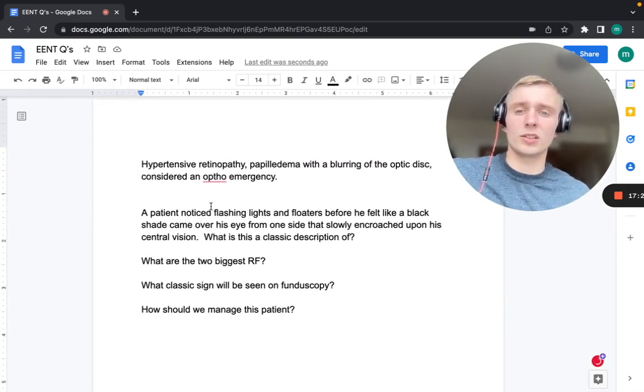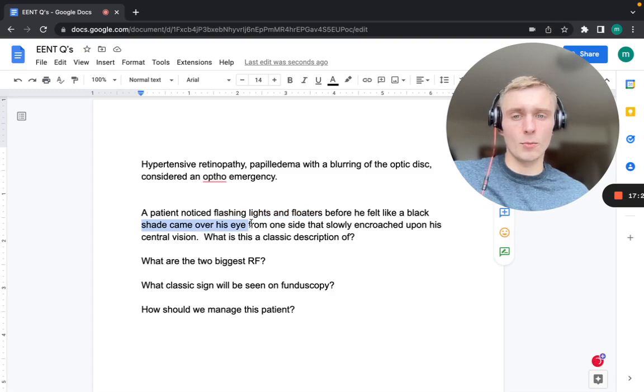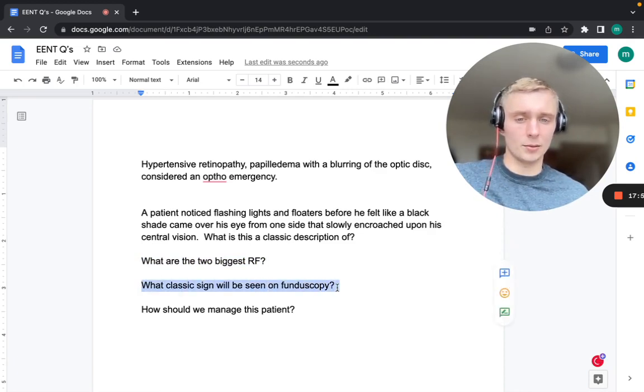Next one, a patient notices flashing lights and floaters, importantly, before he felt like a black shade came over his eye from one side that slowly encroached upon his central vision. What is this a classic description of? So again, one more time, flashing lights and floaters, a black shade that came over the eye from one side that slowly encroached upon his central vision from peripheral. What is this a classic description of? What are the two biggest risk factors for this condition? What classic sign would be seen on fundoscopy? And how should we manage this patient?